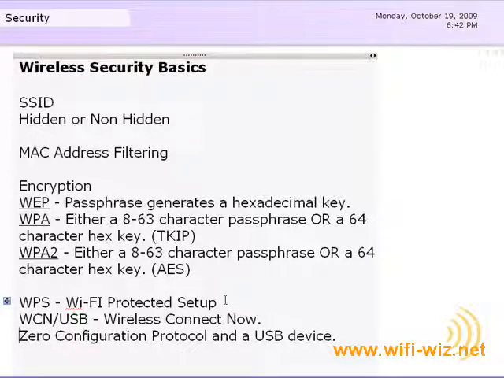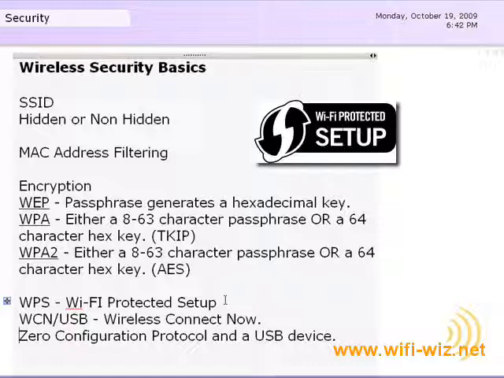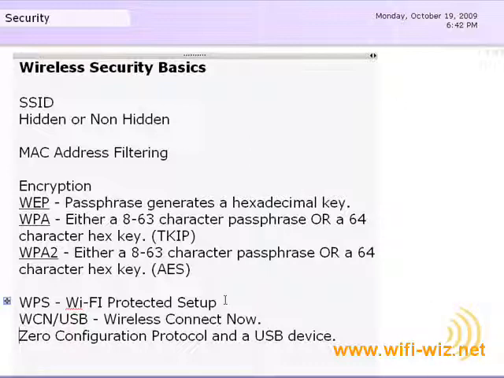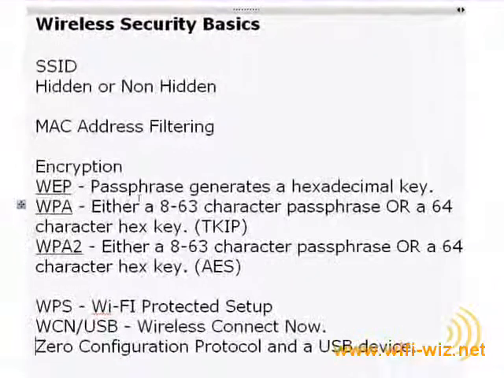In order for it to work, your device has to be WPS compatible. And usually what you'll see is a little symbol like this on the box when you purchase it. This is usually found on only newer devices. And we'll cover all this in greater detail later. So for now, we want to get back to encryption.